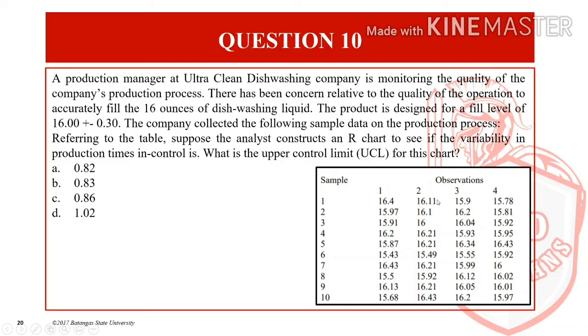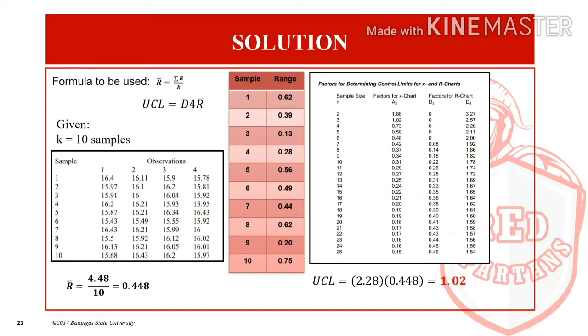So ang unang gagawin natin is to determine the range in each sample. Para makuha natin yung range, ang formula natin is the highest value minus the lowest value. So each sample, kukunin natin yung range niya. Ito yung sagot dyan. Nakalagay naman. Then, after makuha yung range, kukunin ngayon yung summation. So, summation ng range natin is 4.48. Then, i-divide natin sa 10 sample. Ibig sabihin, ang R-bar natin is 0.448.